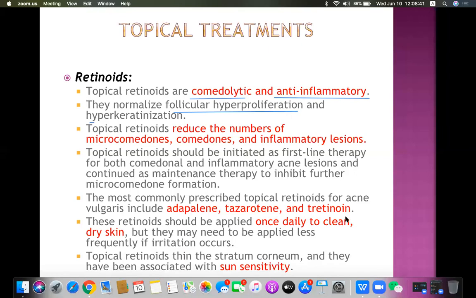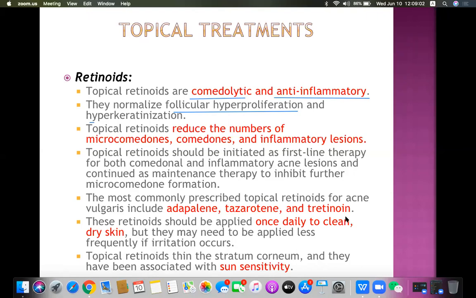These are the pharmacological names for these topical retinoids. The trade name may be different, but you don't care about the trade name. Okay, if you remember the pharmacological name, it is the patient's job. They find out the proper medicine which you have written. They should go to different pharmaceutical shops and then find it out.